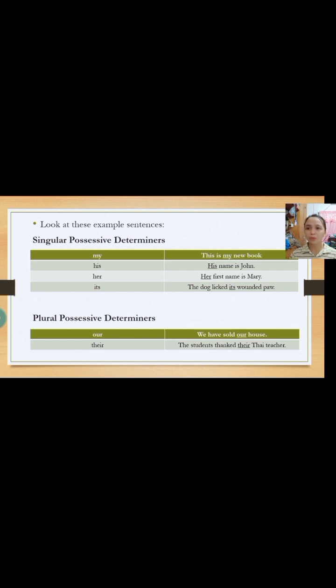And now let's proceed to the plural possessive determiners. First example is our. We have sold our house. The word house is a noun, so we can say that our possessive pronoun determiner is the word our. Second sentence is, the students thank their Thai teacher. In this sentence, their is the possessive pronoun determiner because it refers to the noun teacher, not the word Thai, because Thai also refers to the noun teacher.